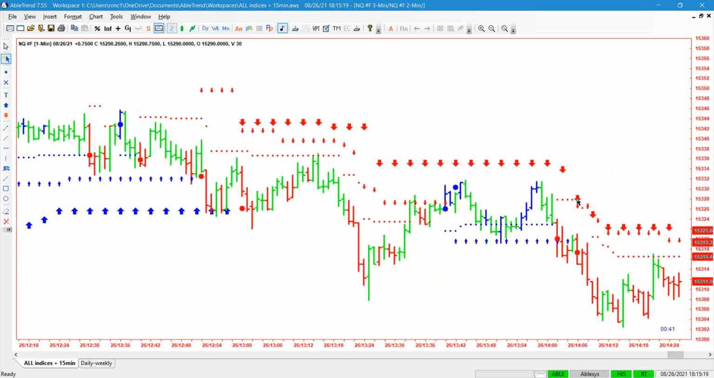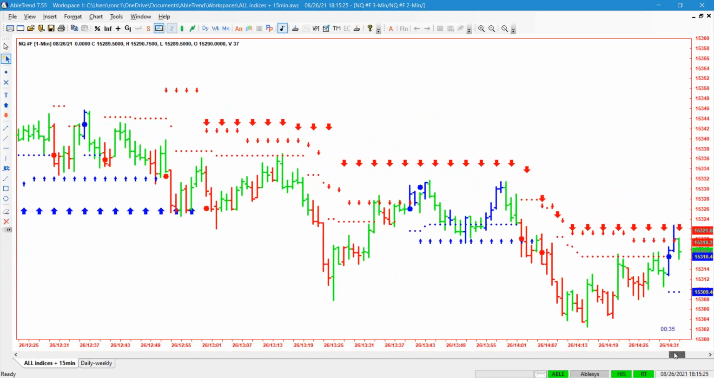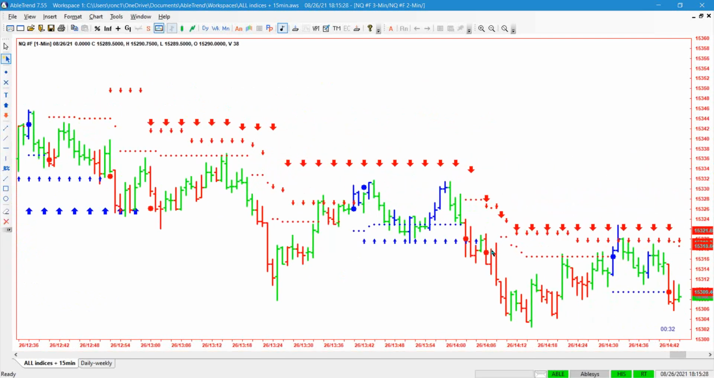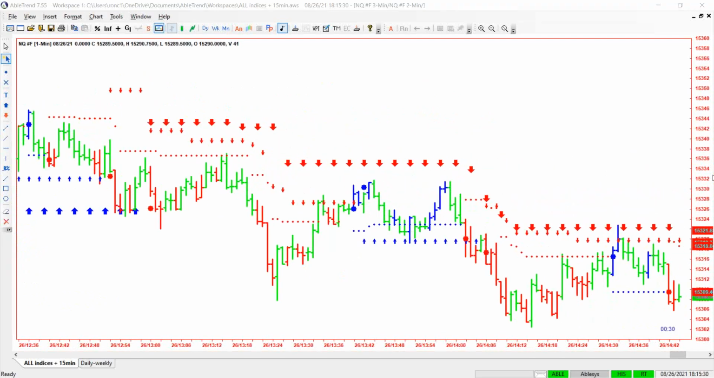No trade zone here. Obvious triple confirmation trade. 1 minute, 2 minute, 3 minute, everything is red. You go short right there. 10 points. Down it goes.